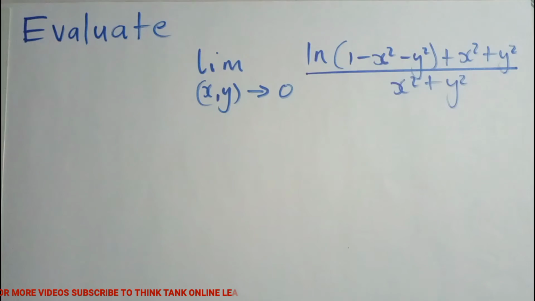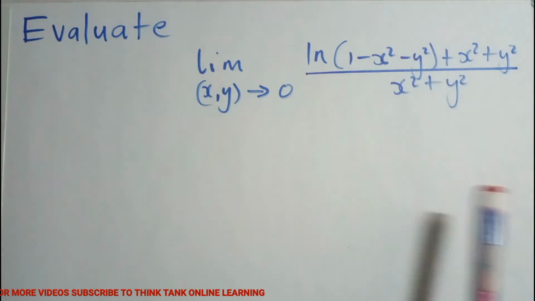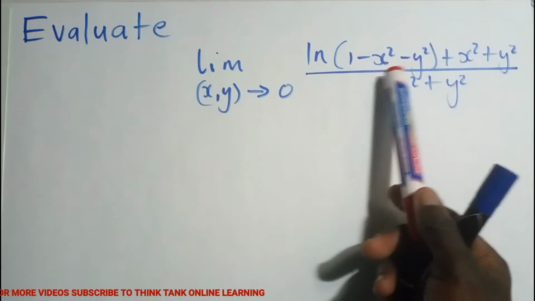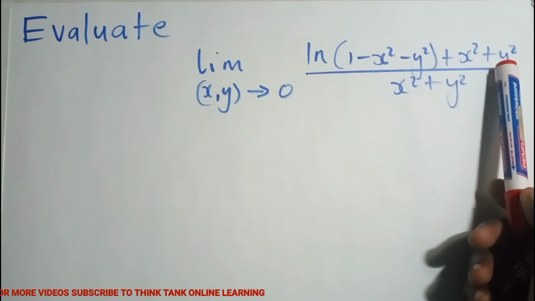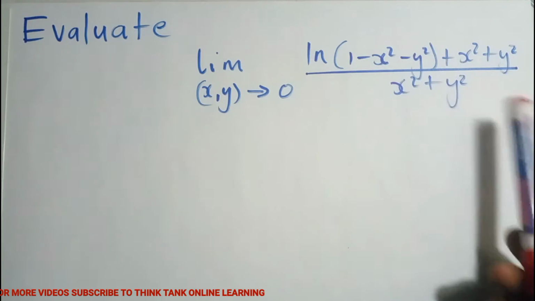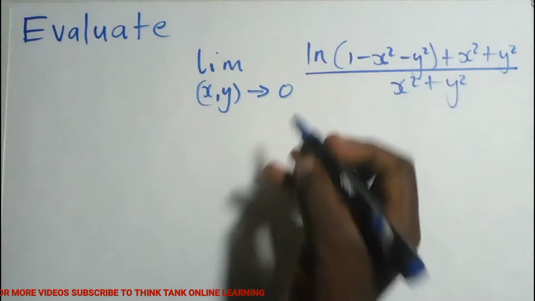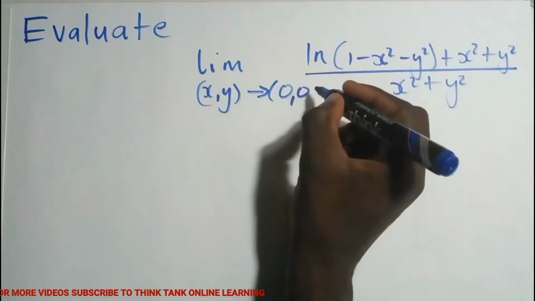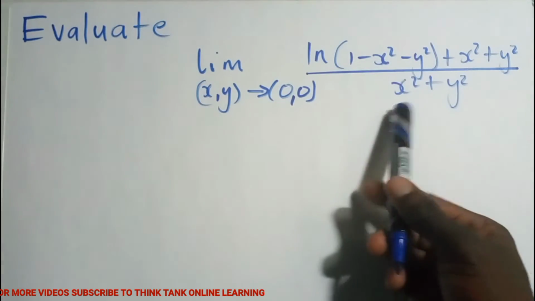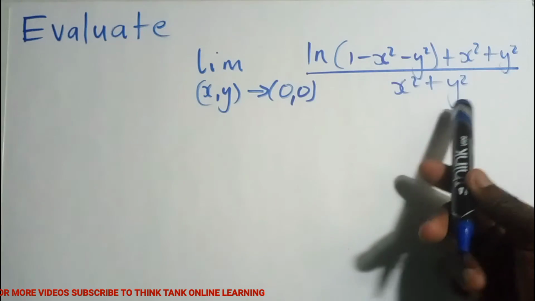In this video we're going to talk about limits. Limits are very useful in determining whether a function is continuous or not at a given point. Now we want to evaluate the limit of natural log of 1 minus x squared minus y squared, plus x squared plus y squared, over x squared plus y squared. Unfortunately you can't just substitute 0 on the denominator because the function will become undefined.